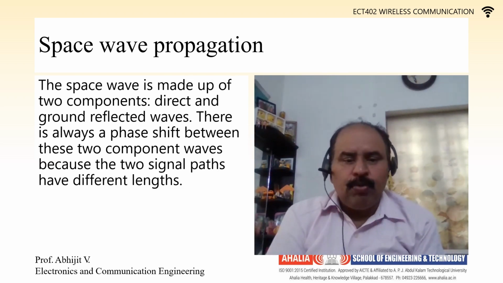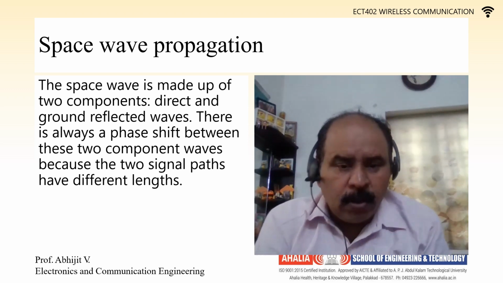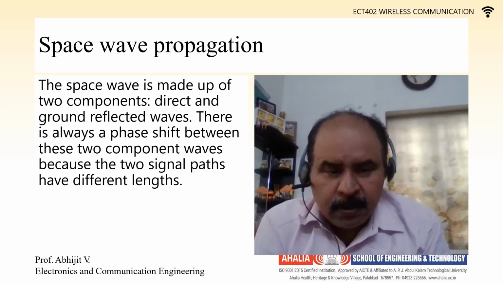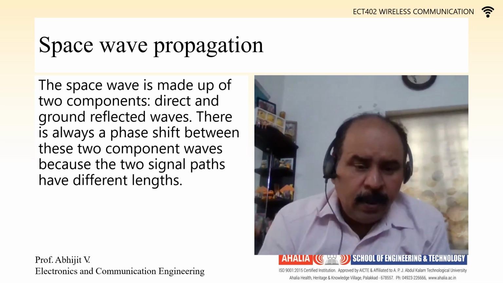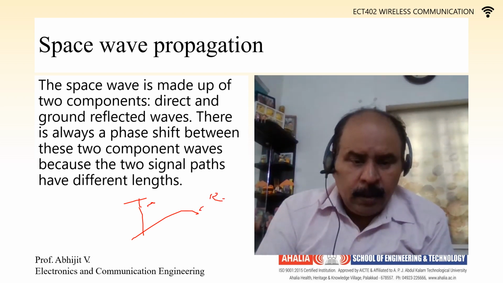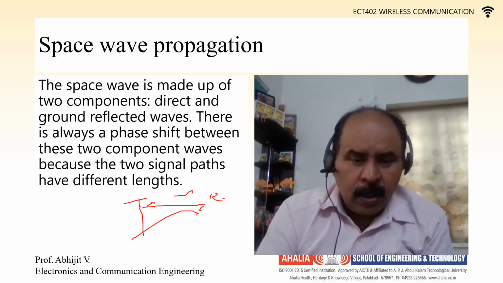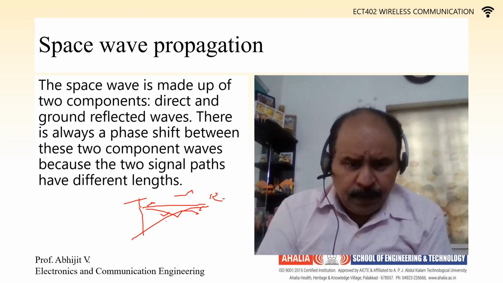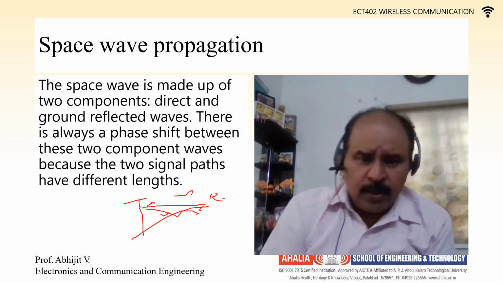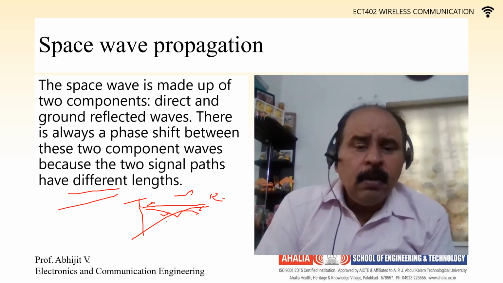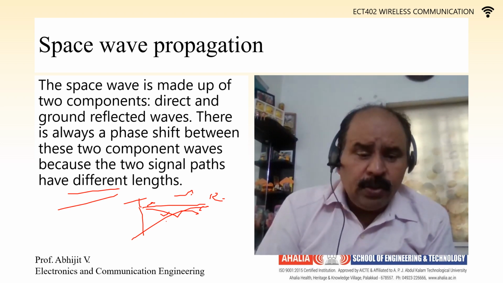Space wave is made up of two components: the direct wave and the ground reflected wave. There is always a phase shift between these two component waves because the two signal paths have different lengths. So we have the transmitter and the receiver. This path, let us call R1, and R2 is the one that is reflected from here. So the values of R1 and R2 are different, and it travels two different lengths. We'll be studying this in the coming slides. So there is always a change in phase, or phase shift.